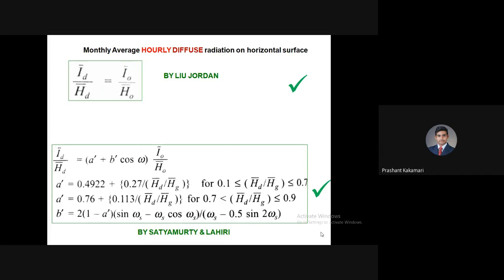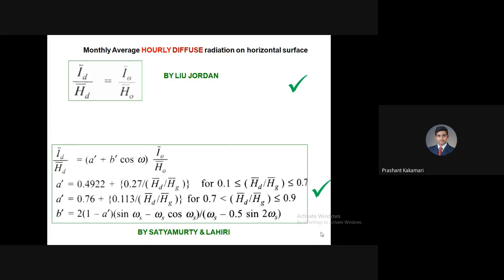Also, to make some improvements and more accuracy as per the measured values, Satyamurthy and Lahiri have also given some relations here at the bottom. You can use any one, whichever you feel is simple, the above one or the below one. Here on the bottom side, the ratio of Id bar by Hd bar can be related as A dash plus B dash cos omega. So A dash, B dash, again they redefined into I bar naught divided by H bar naught. What they did was multiply with this bracket, A dash plus B dash cos omega. The omega value we can find out.